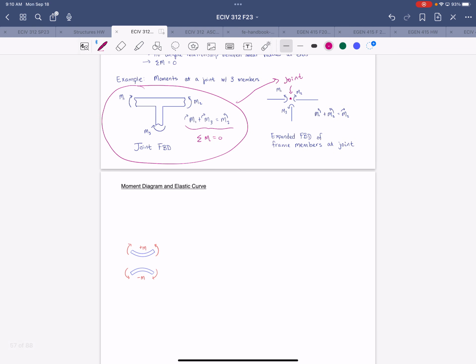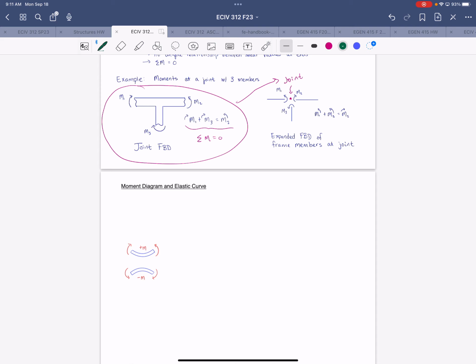All right, so now we're going to talk about elastic curve, which is one of my favorite topics in this class because it's kind of fun to draw the elastic curve. You are familiar with the elastic curve from mechanics of materials when you derive the equation for this. It's that lowercase v of x, where sometimes you start with the moment equation and you integrate twice to get that, and sometimes you start with the load equation and integrate 4 times to get that equation.